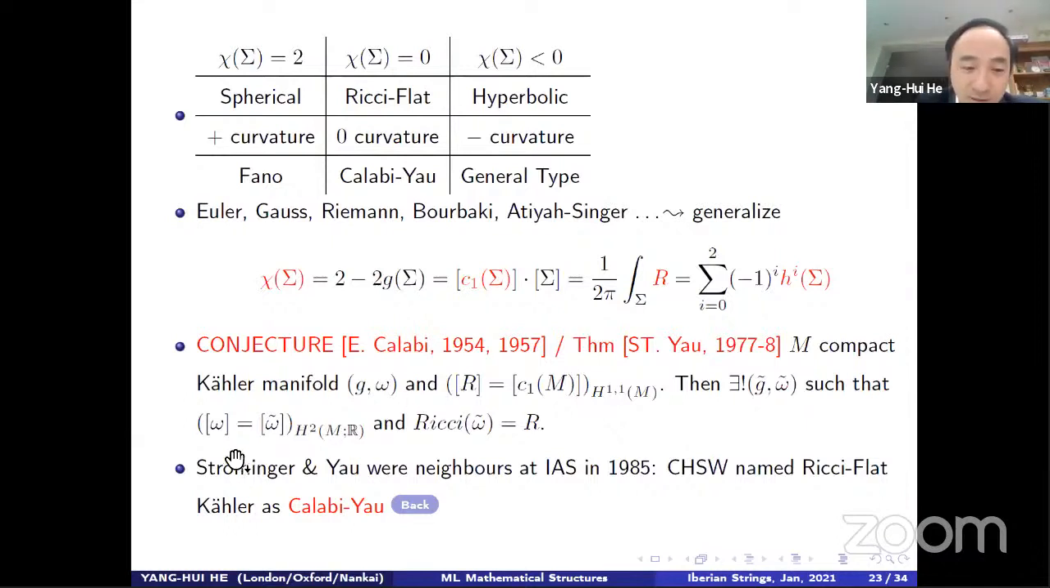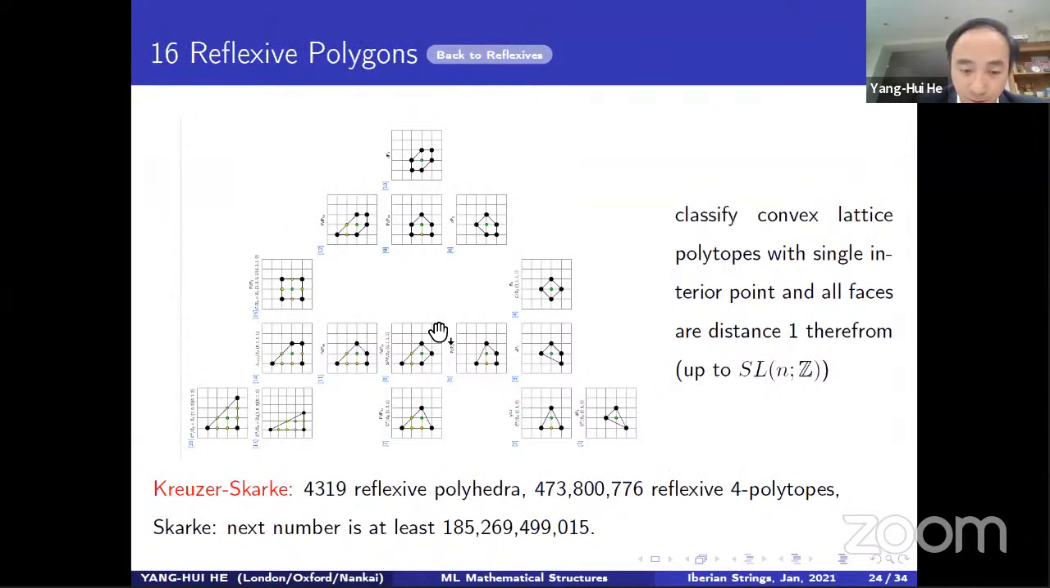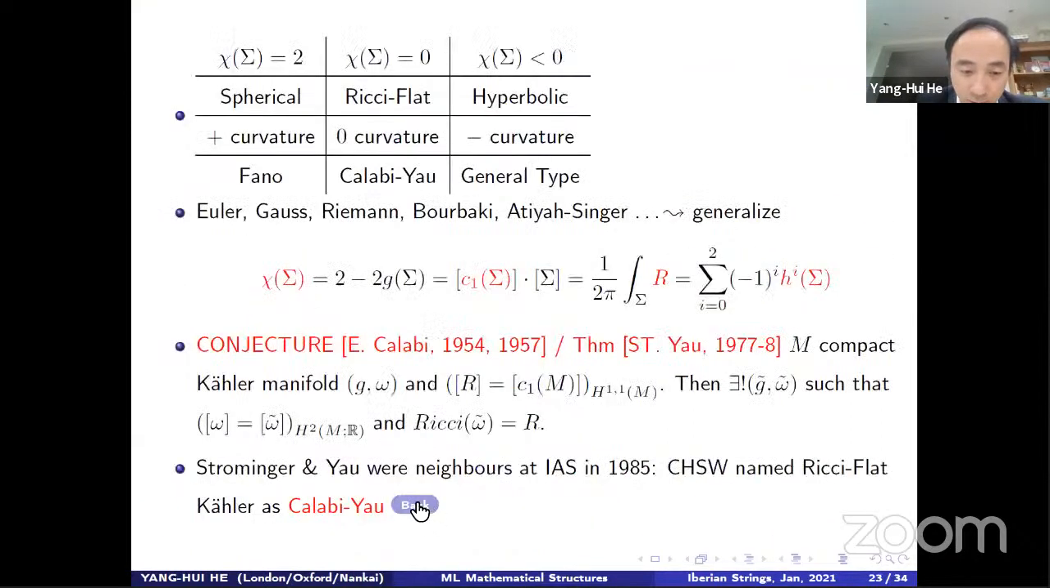It just so happens that Strominger was visiting Yau in 1985, so he had the perfect person to ask about this problem: what are these things that are Ricci flat Kähler manifolds? In fact, I think CHSW named these things Calabi-Yau in honor of this conjecture and Yau's proof.